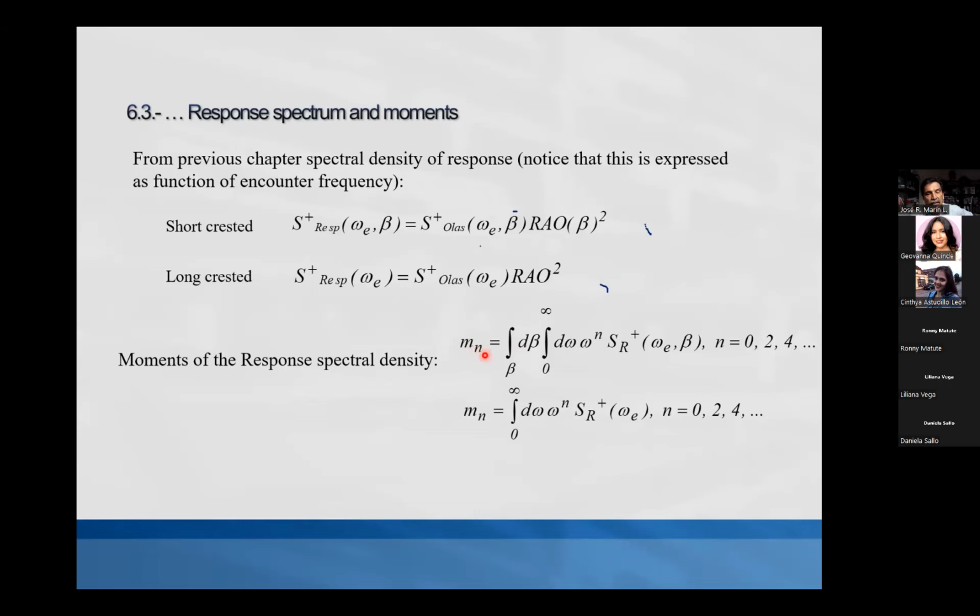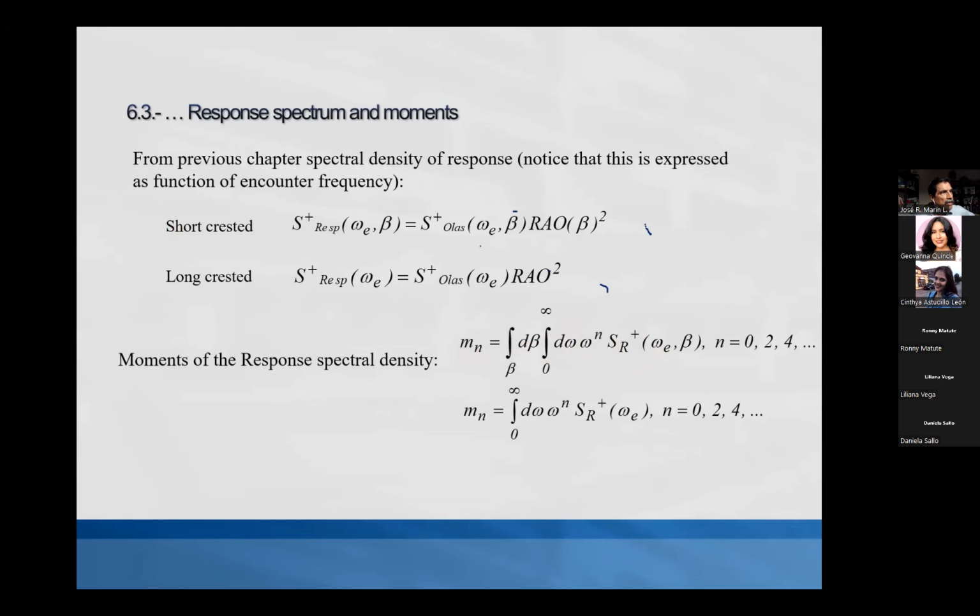So if you set n equal to 0, so that omega to the n is 1, you basically calculate the area below the curve. So M0 is the area below the curve of the spectral density. How do you call the area below the spectral density, Mr. Matute? Do you remember how you call the area below the spectral density?